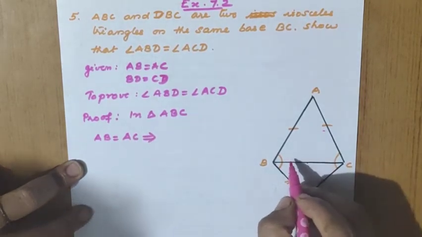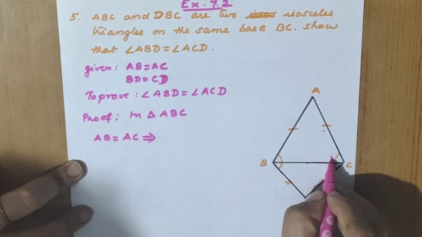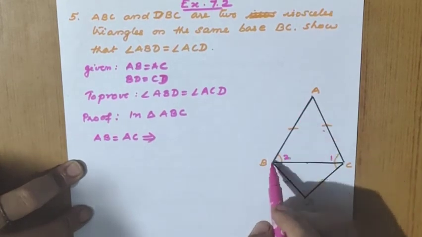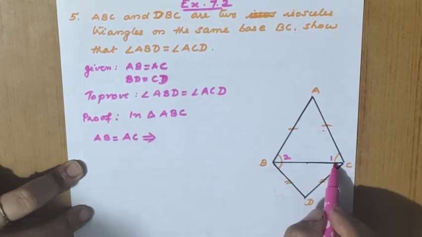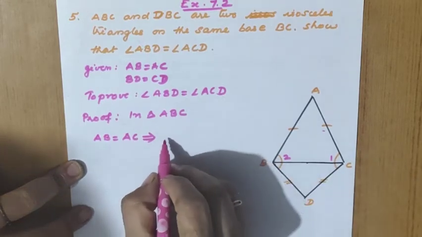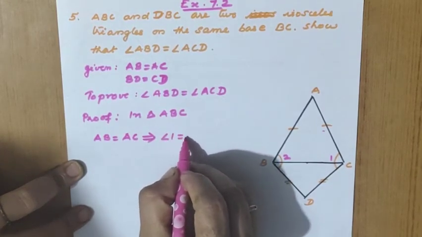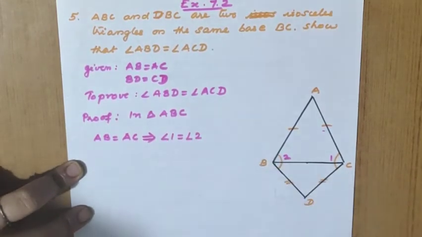I'll just mark here angle 1 and angle 2. AB I have written first. The opposite angle for AB is which one? Angle 1 only. So angle 1 equal to angle 2, right? Angle 1 equal to angle 2.